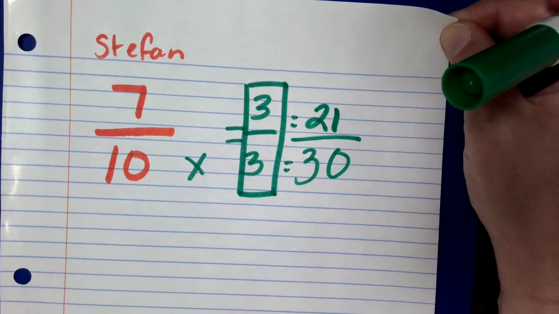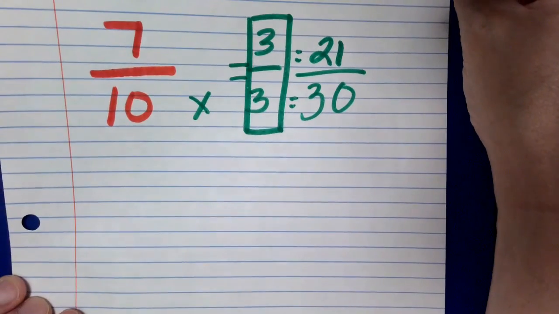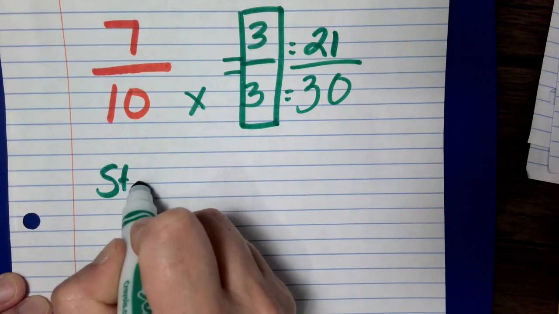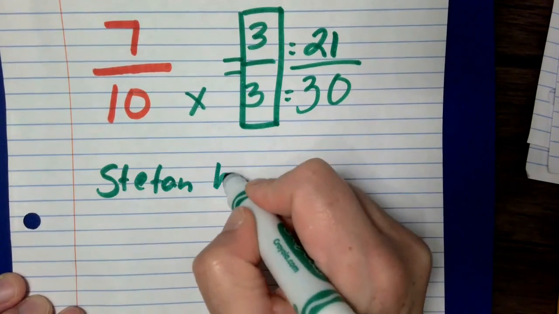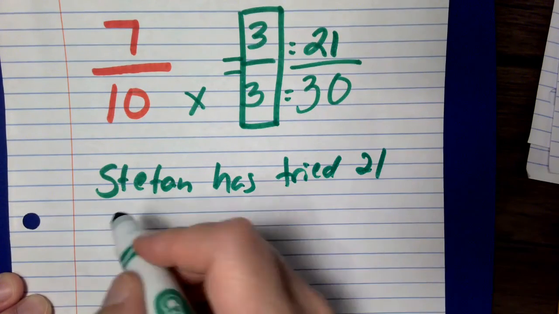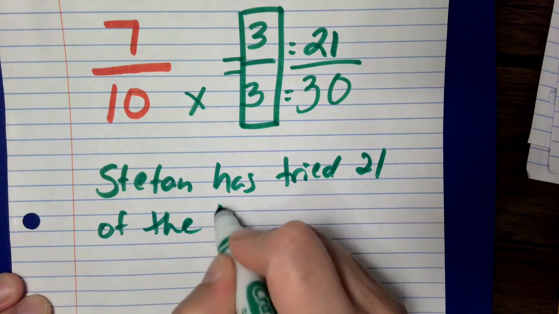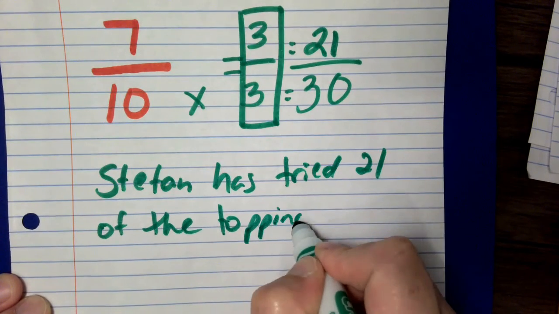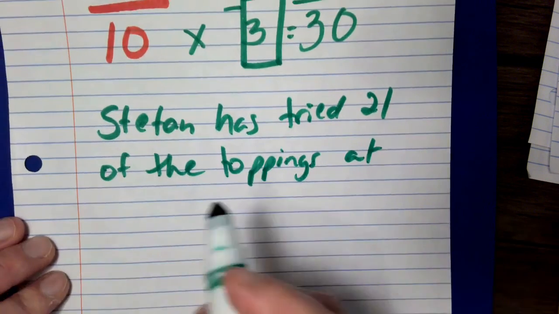So if I was going to explain my answer, I would say Stefan has tried 21 of the toppings at Baisley's Deli.